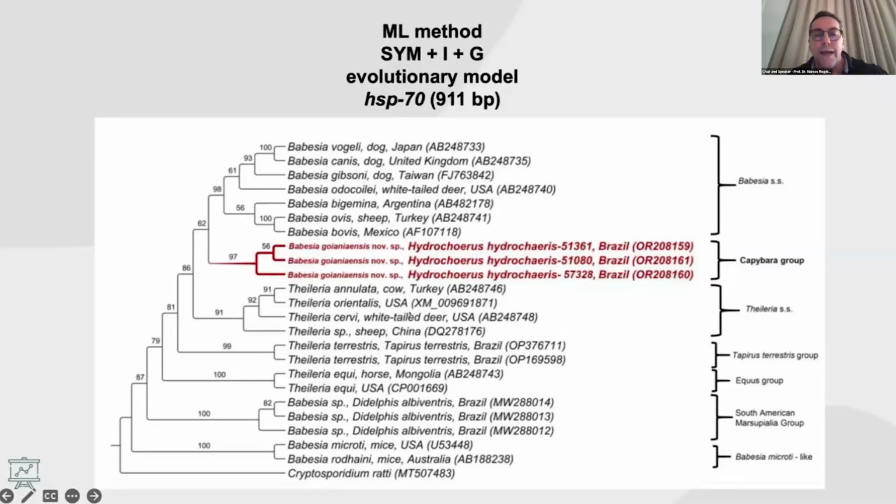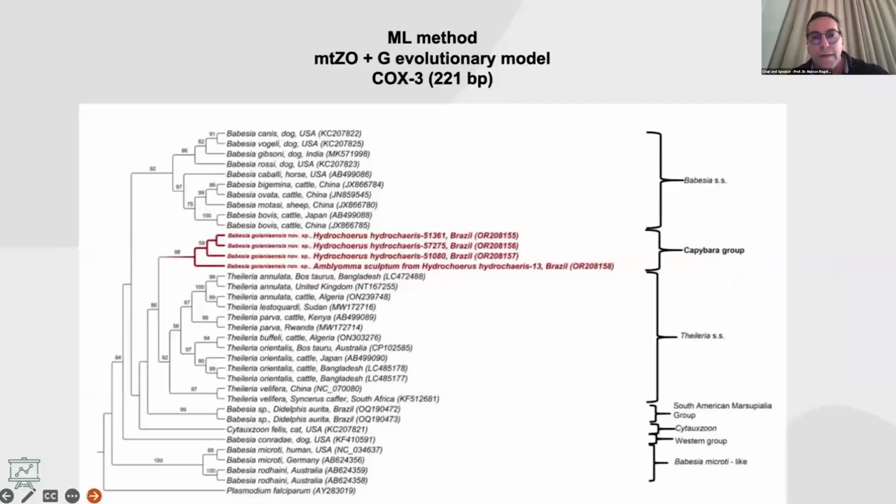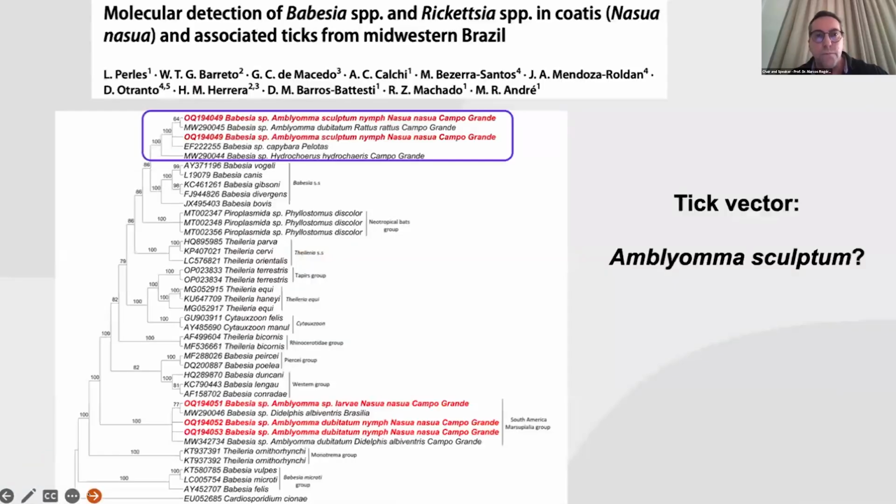This is the HSP70 based phylogenetic tree, and this is based on COX-3. All topologies were supported by each other.